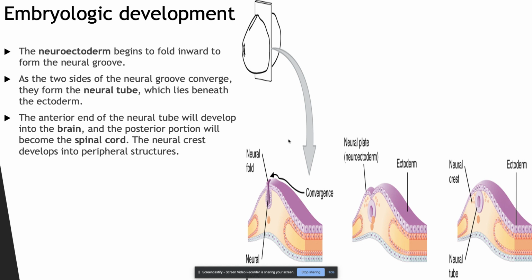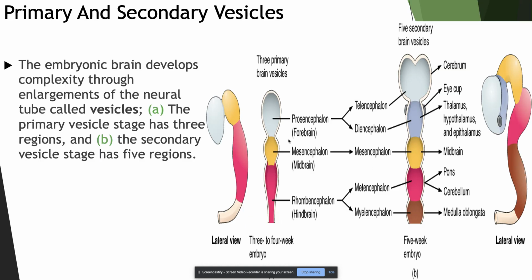The neural tube will go on to form the CNS, while the neural crest, which is located near the tube, will develop into the PNS. So in primary vesicles, the anterior end of the neural tube begins to enlarge, forming three prominent divisions called the primary brain vesicles. And these are the prosencephalon, or the forebrain, the mesencephalon, or the midbrain, and the rhombencephalon, or the hindbrain. And the posterior end of the neural tube will become the spinal cord.